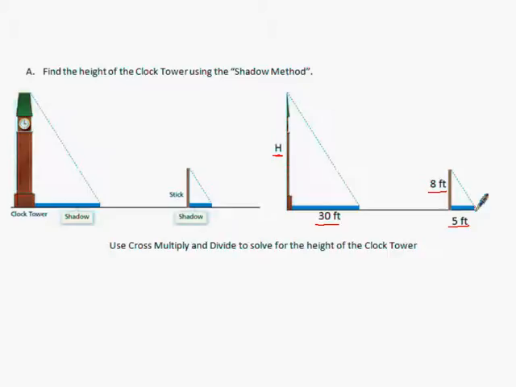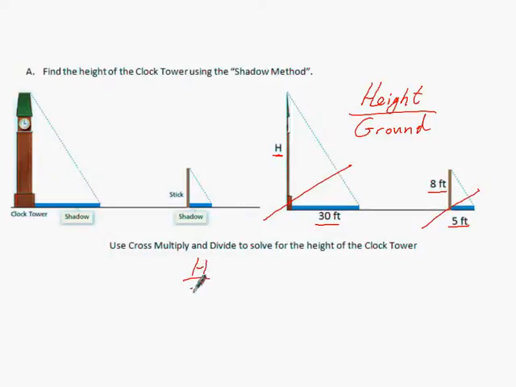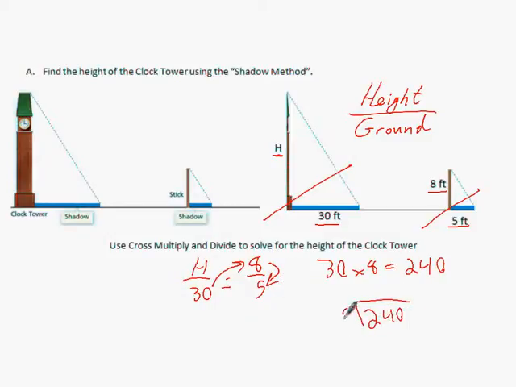A good rule of thumb is to put the height over the ground, which makes sense to me. So basically, we're going to make that into a fraction and that into a fraction. So I have h over 30 equals 8 over 5. Cross multiply. 30 times 8 equals 240. Divide by 5. 240 divided by 5.